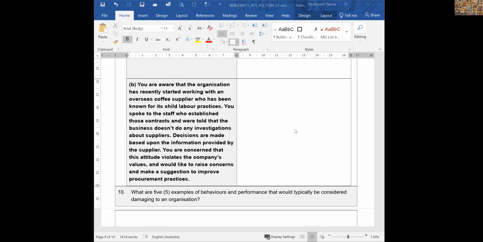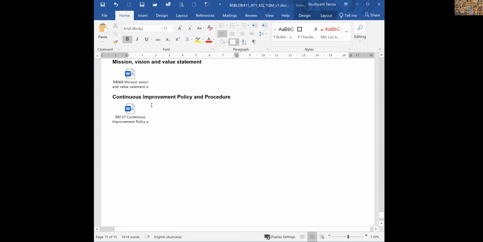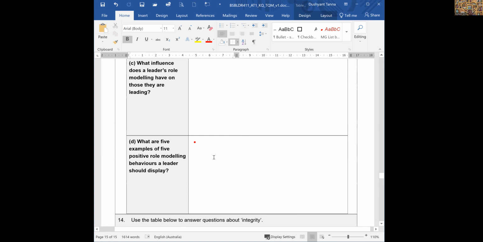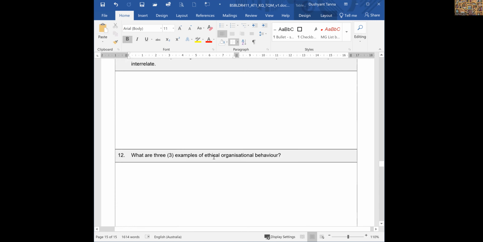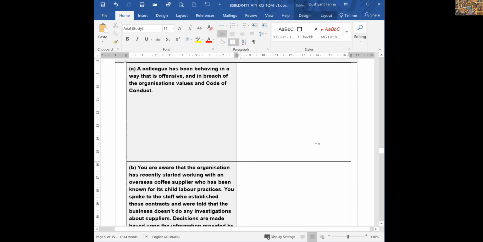So this is something that you look for continuous improvement. The last policy, continuous improvement policy. Okay. And the first one, you are referring to code of conduct. Where did you go? Question 9. Yeah. Code of conduct. Good.